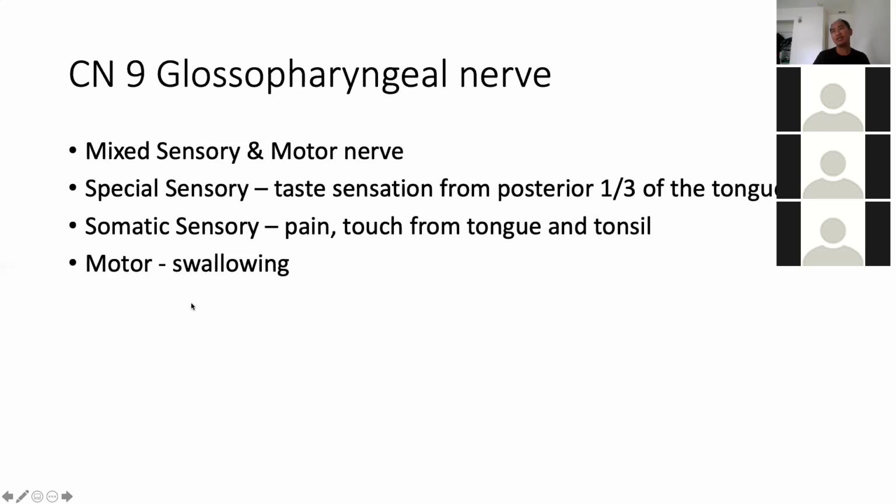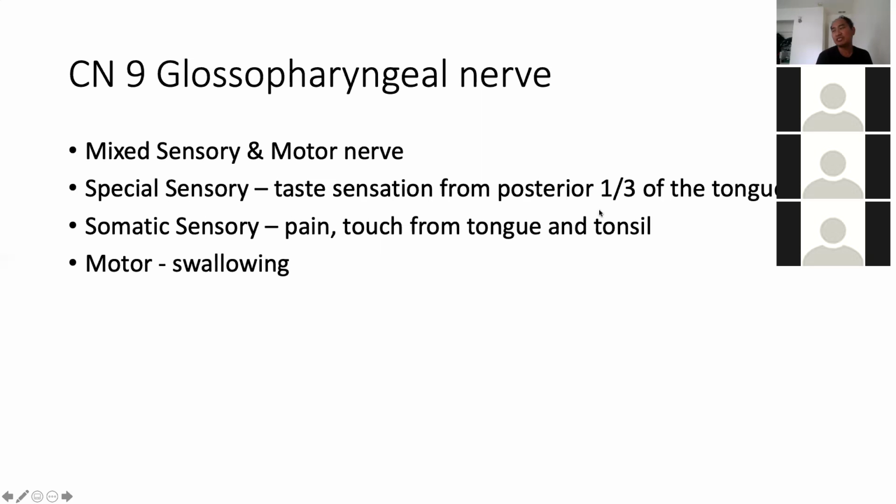Okay, so the ninth cranial nerve is also called glossopharyngeal nerve. Glosso means tongue, pharyngeal means pharynx. You remember nasopharynx, oropharynx, and laryngopharynx. So pharynx means throat, isn't it? So glossopharyngeal nerve is a mixed sensory and motor nerve. Special sensory and somatic sensory. Motor is for swallowing because the throat is for swallowing of food. So motor is easy. Special sense and somatic sense.